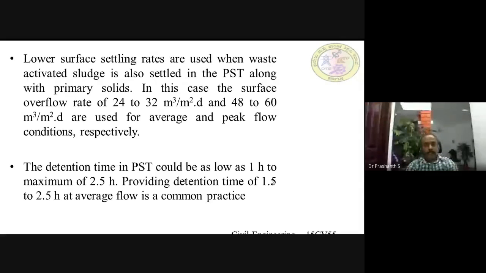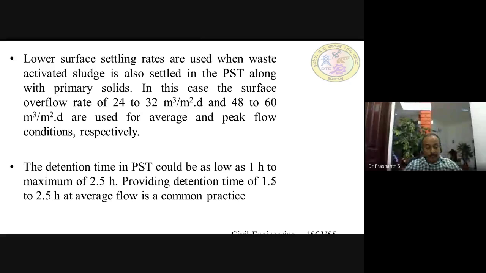Lower surface settling rates are used when waste activated sludge is also settled in the PST along with the primary solids. In this case, the surface overflow rate of 24 to 32 meter cube per meter square day and 48 to 60 meter cube per meter square day are used for average and peak flow conditions respectively.